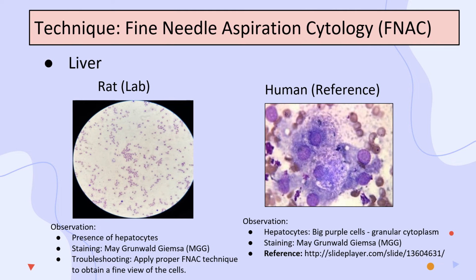FNAC was used to collect cytology sampling of rat liver, followed by MGG staining of the cells, which showed presence of hepatocytes. Troubleshooting is required by applying proper technique for a better observation. As reference, human liver cytology observation showed presence of big purple cells representing hepatocytes stained with MGG.